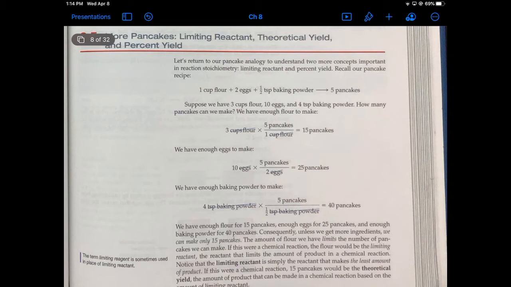So lo and behold, the baking powder, you've got plenty of it. Even though you only had 4 teaspoons of it in the cupboard, you're able to make 40 pancakes with that. But that's only if you have the other ingredients. And so you see what we've done here?